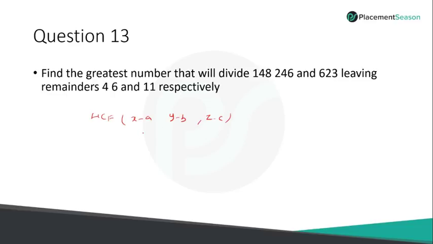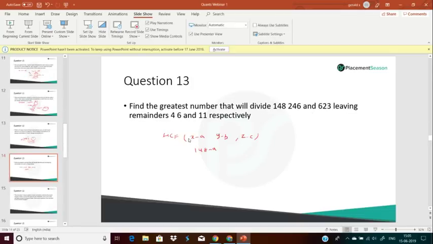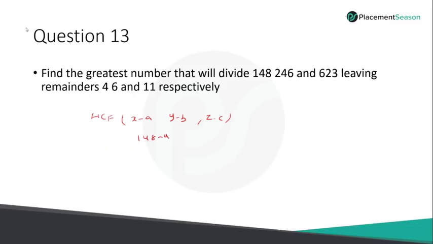You have a different remainders concept. So it is 148 minus 4, 246 minus 6, and 623 minus 11. So the answer should be 144, 240 and 612. So calculate the HCF. Correct? So it must be 12. So the answer is 12.